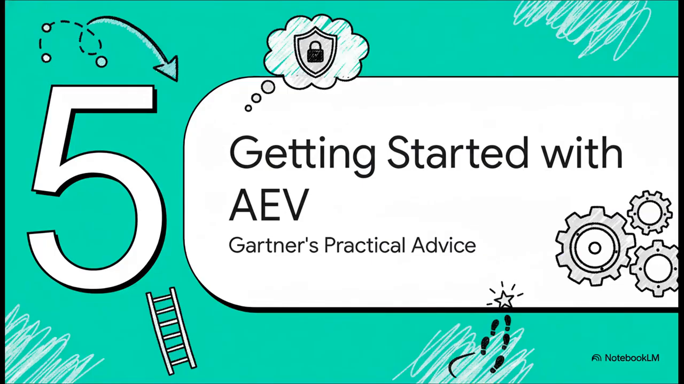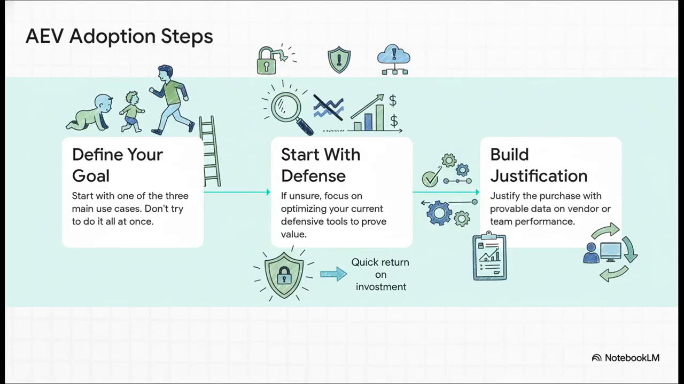Okay, this all sounds great in theory, but how does an organization actually get started with this? Well, Gartner has some really clear, practical advice on that. They basically recommend a simple crawl, walk, run approach. So, step 1, define your goal. Pick one of those 3 jobs we talked about earlier. Don't try to do everything at once. Step 2, if you're not sure where to begin, they say to start with optimizing your defenses. It's usually the easiest way to show a quick win and prove the value. And step 3, build your business case with provable data. Show exactly how AEV is going to improve your security vendor performance or make your internal team way more efficient.